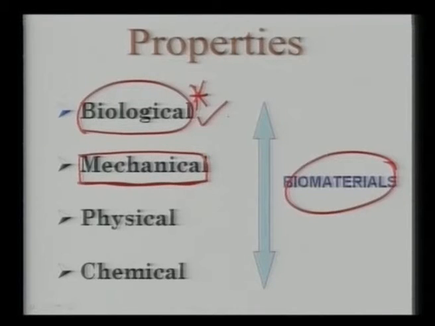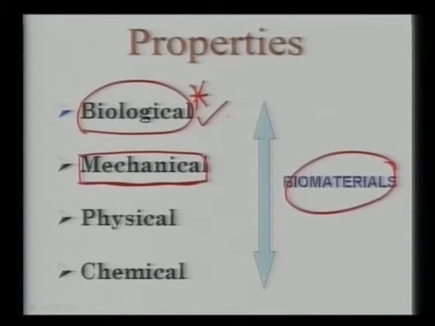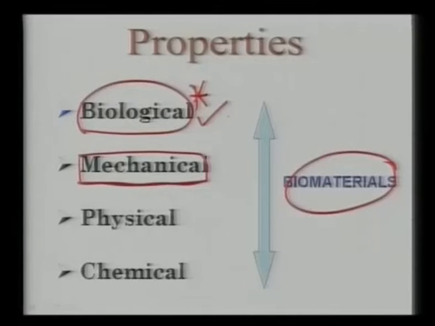Now, if the biological properties meet the criteria for the material to be used in biological applications, in an in vitro or in vivo environment, only then will the other properties be of relevance, like mechanical, chemical or physical properties. Therefore, biological properties, as opposed to mechanical properties, need to be given more importance while evaluating or developing biomaterials.